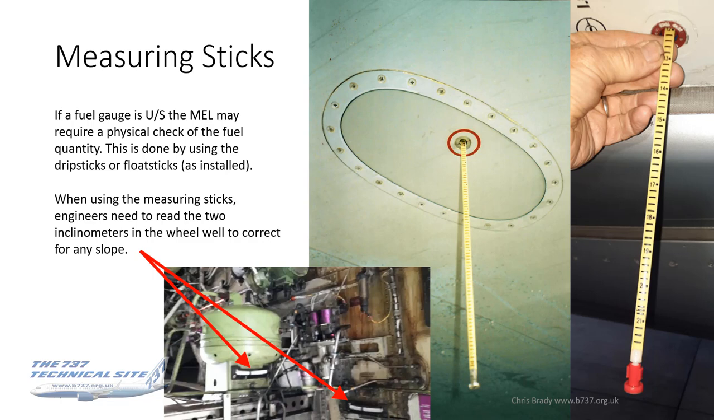So what happens is you untwist the float stick and the float stick comes down and will give you a read because the top of it floats with the level of the fuel inside. You can actually read off a figure there which needs to be corrected for the angle that the aircraft is sitting on to give you an actual fuel figure. It has to be done at more than one place as well, so you can't simply read it off one measuring stick. You have to read several. As I say, it's quite a long job.